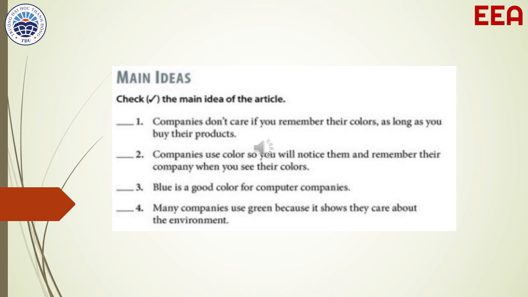Now I want you to spend some minutes skimming the article very quickly and find out the main idea of the article. We have 4 statements. 1. Companies don't care if you remember their colors as long as you buy their products. 2. Companies use color so you will notice them and remember their company when you see their colors. 3. Blue is a good color for computer companies. 4. Many companies use green because it shows they care about the environment.